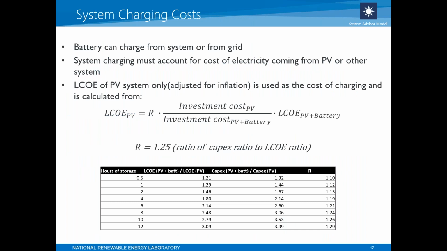Some quick clarification on battery charging cost. If the battery is charged from the PV system, we calculate that based on an estimated LCOE of only the PV system, which is based on a ratio of capital cost and LCOE between the PV plus the battery, so the entire system, and the PV only, which gets us a calculated adjusted LCOE for only the PV system, which is then used as the cost to charge the battery from the PV system in a given year.